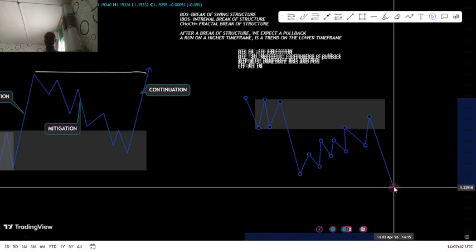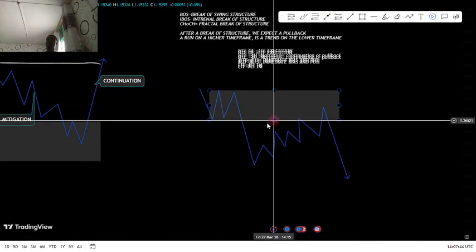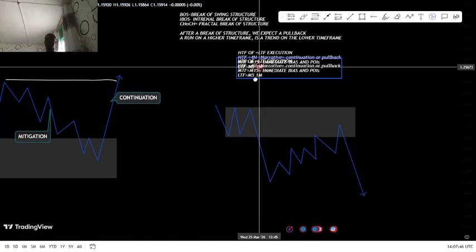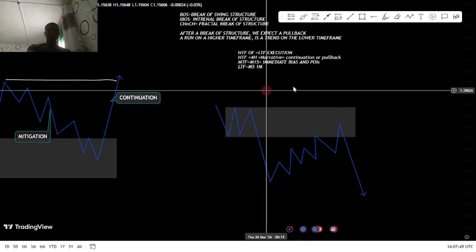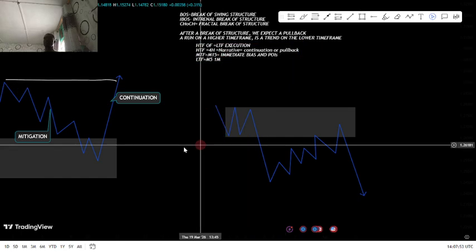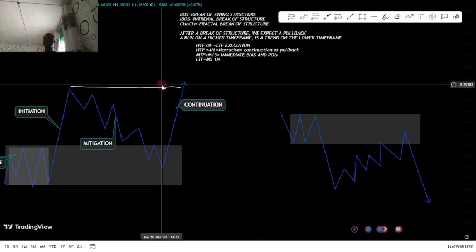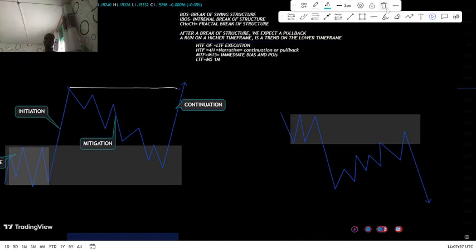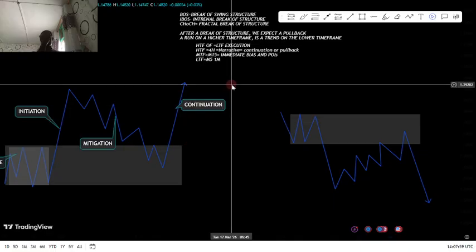This is it. This is exactly what we are looking for. So if you see price initiating out of the range, you are expecting a pullback and a continuation.